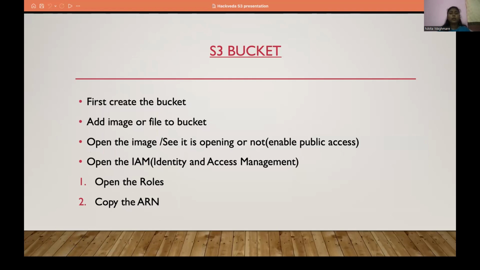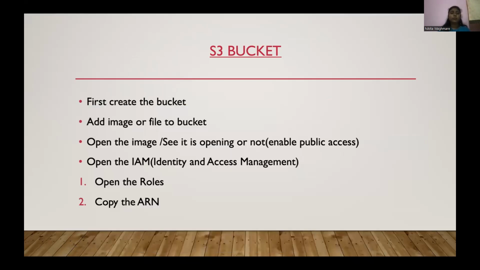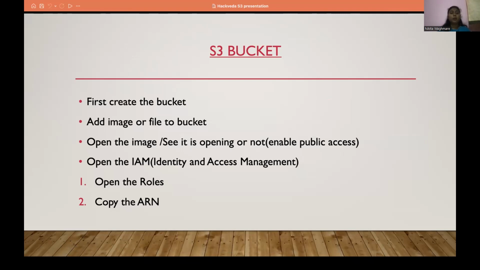Let us see how to create an S3 bucket. First, we have to create a bucket. The name of the bucket should be unique; no two buckets should have the same name. Then we have to add the object in that bucket. You can add a folder or also an image, audio, video. After you have added the object, check whether it is opening or not. If it is not opening, then enable the public access. Then open the IAM policy. In that you can select any role which you want, and copy the ARN of that IAM policy.